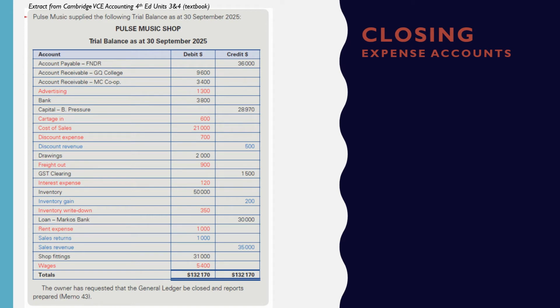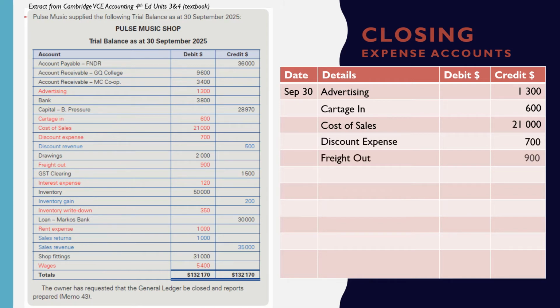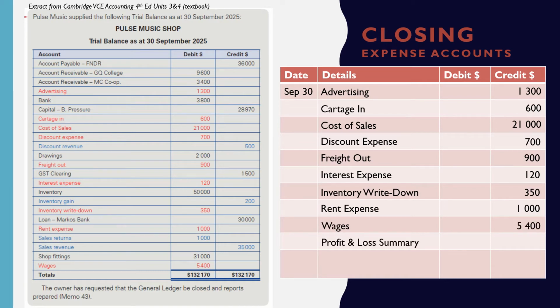In this trial balance, all the expense accounts have been highlighted in red. Here's how we're going to close the expense accounts. We credit the expense accounts for the amounts that have been recorded to these expense accounts. And the total from all these expense accounts will be transferred to the profit and loss summary account by debiting the profit and loss summary for the total amount of $31,370.